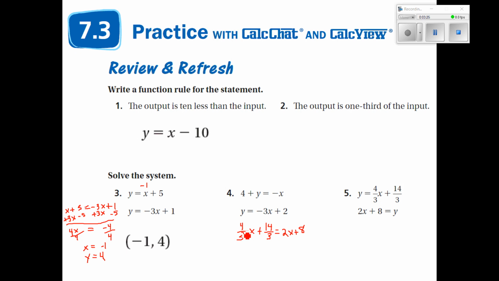I could put these into real numbers. I know that 4 over 3 is really 1 and 1/3. 14 over 3, well, I know that 4 times 3 is 12, so this would be plus 4 and 2/3. And put that equal to 2x plus 8. I'm going to deal with the x's first as usual. I'm going to subtract 1 and 1/3 x from this side, which means I will subtract 1 and 1/3 x from this side. Two minus 1 and 1/3 is going to be 2/3.